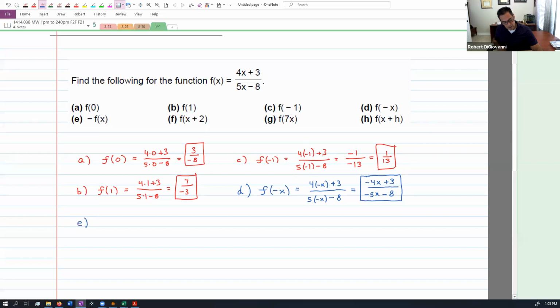For E, the difference between part D and part E is in part D, we're replacing x with negative x. But in part E, all we're doing is making the function that we're given negative. So that means I'm just taking a negative sign and throwing it in front of the function.